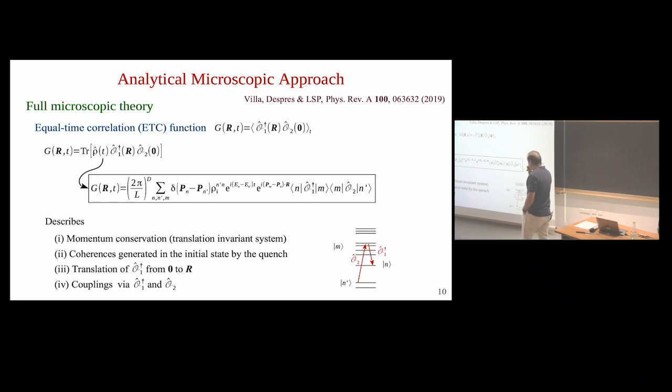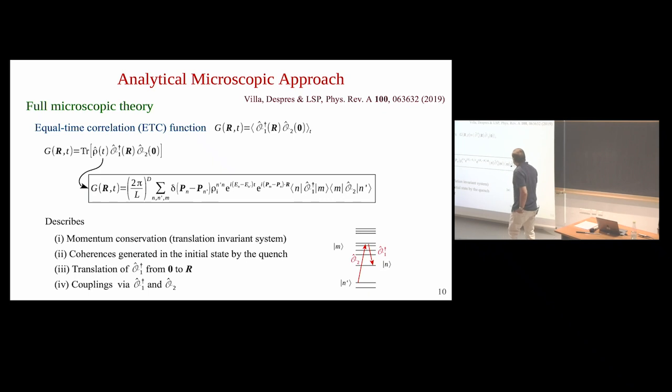There is another term that is super important, that will save us actually, which is the fact that my system is globally invariant. If my system is globally invariant, I have to conserve the overall momentum, which means that the initial state and the final state must have the same momentum.